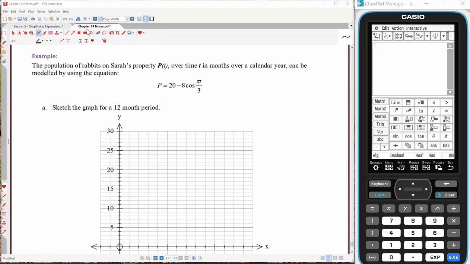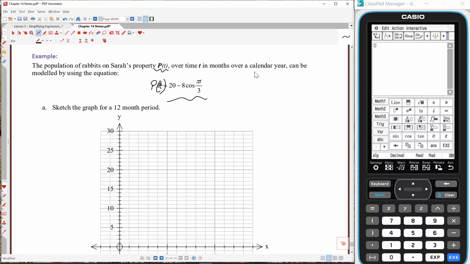Let's do another example of applications of trigonometric functions. So we've got the population of rabbits on Sarah's property, P of t, over time, t months over a calendar year, which can be modeled by the equation. All right, so sketch the graph for a 12-month period.